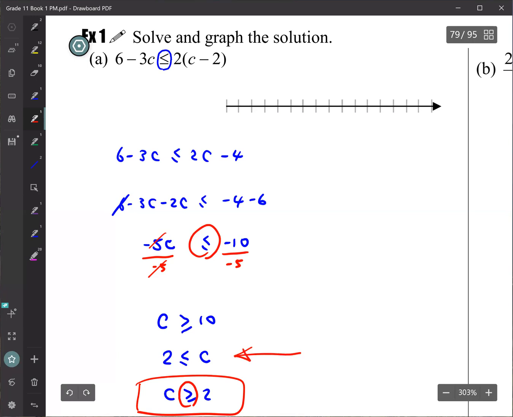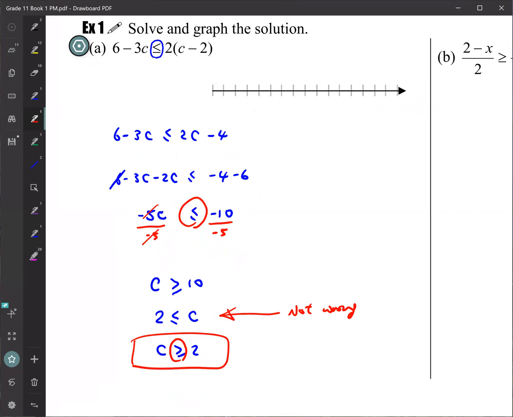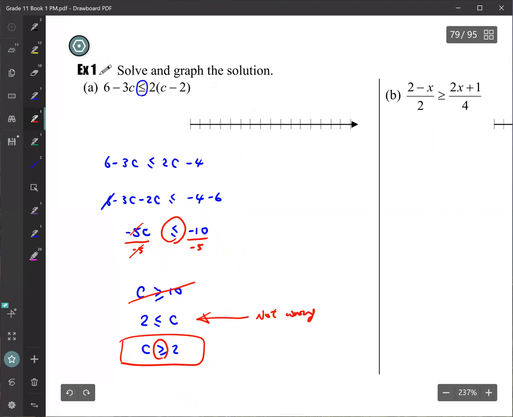This answer is not wrong. It's still okay. If you put this down on the homework, I'll still mark it right. But we prefer to have the letter on the left side because we usually read from left to right. So be careful when you combine the like terms.